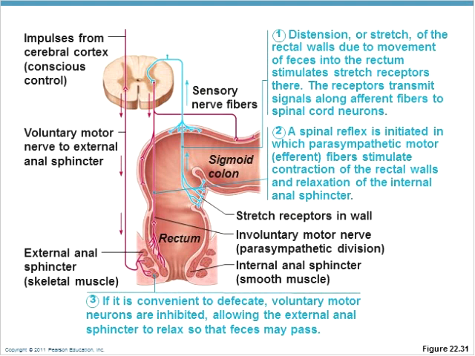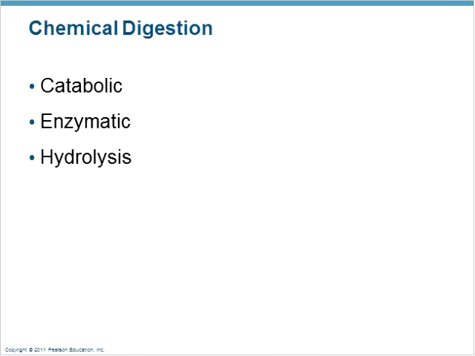There's distension or stretch in the rectal walls through the movement of feces into the rectum, which stimulates stretch receptors there. The receptors transmit signals along the afferent fibers to the spinal cord neurons. A spinal reflex is initiated in which the parasympathetic motor fibers stimulate contraction of the rectal walls and relaxation of the internal anal sphincter. Finally, if it is convenient to defecate, the voluntary motor neurons are inhibited, allowing the external anal sphincter to relax so that feces may pass.